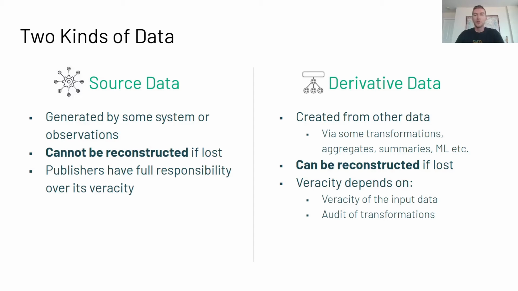Derivative data, on the other hand, is data generated by transforming some other data. For example, aggregating, making summaries, and machine learning models can also be thought of as a type of derivative data.